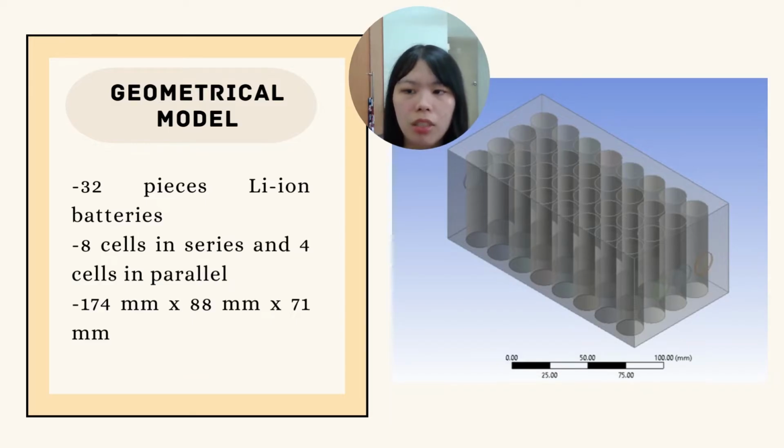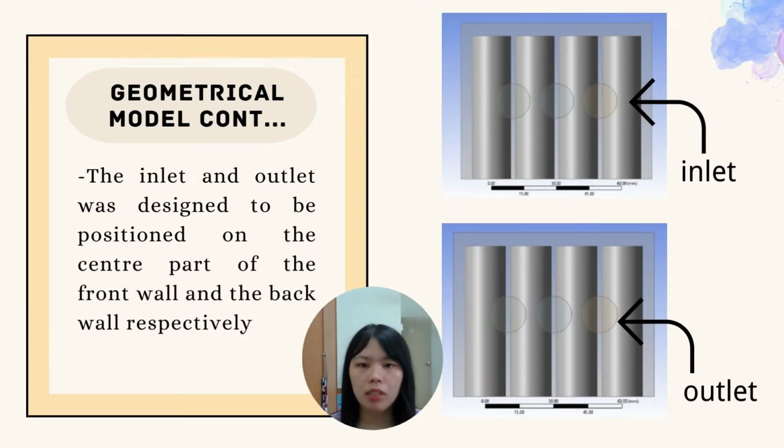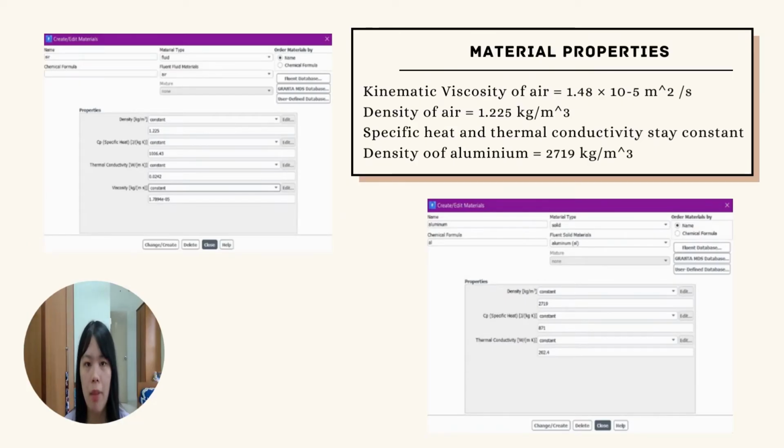For the geometrical model, a battery pack consisting of 32 lithium-ion battery cells with an electric configuration of 8 cells in series and 4 cells in parallel was developed for the current study. The battery pack dimension is 174 mm x 88 mm x 71 mm. The inlet and outlet were designed to be positioned on the center part of the front wall and the back wall respectively. The material properties of the air and the aluminum are set as shown in the figure.